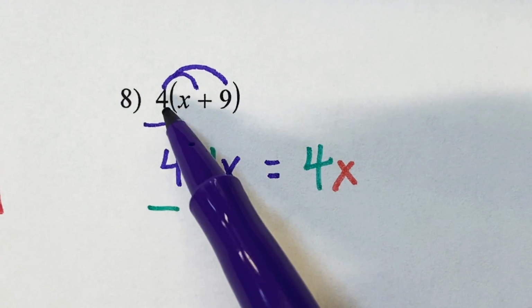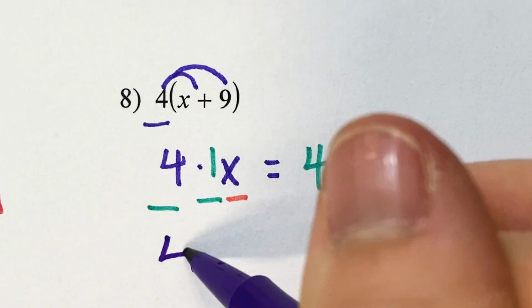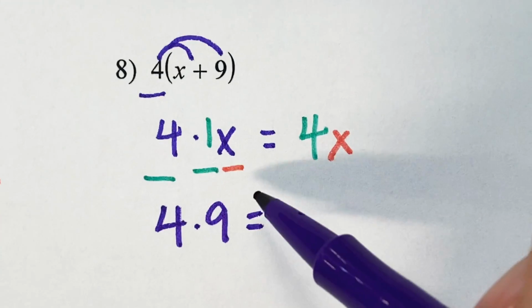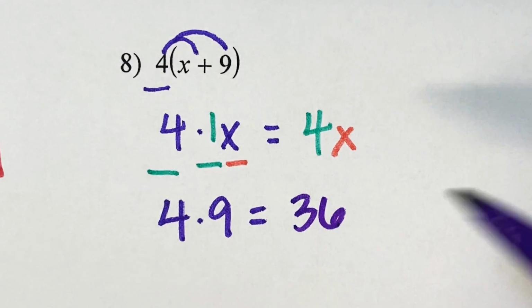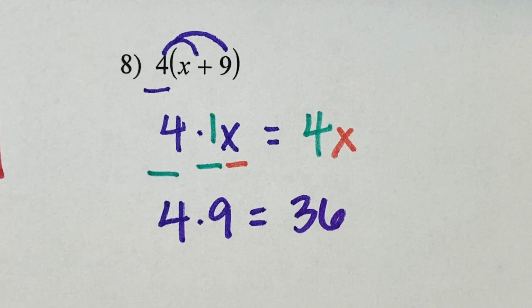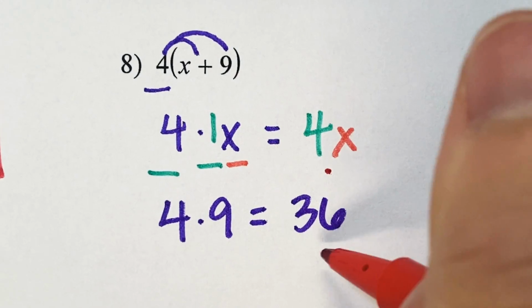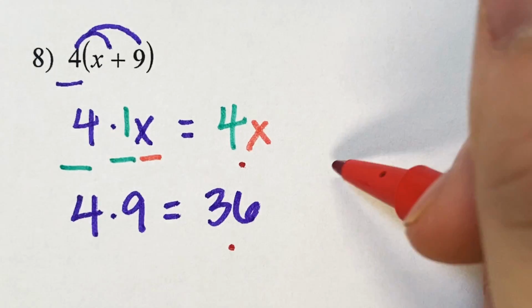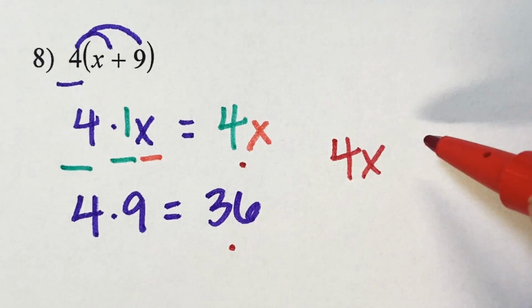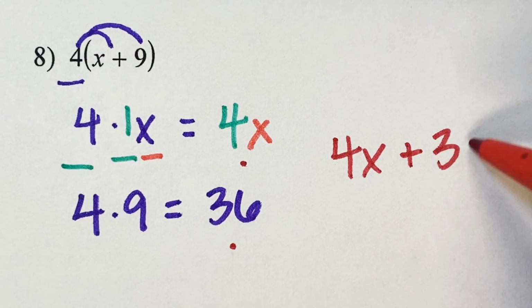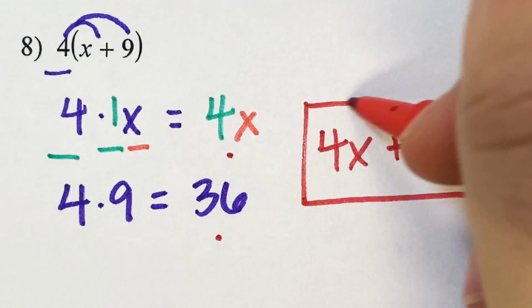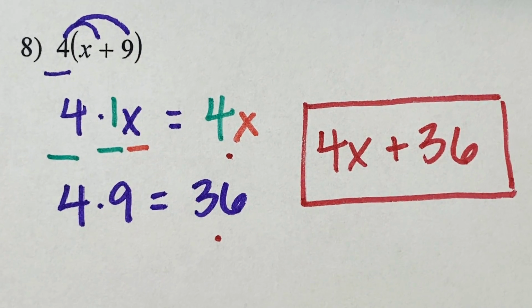Okay, now the 4 needs to be multiplied to the 9. So then 4 times 9, that is going to give me 36. Okay, so I have 4x and 36, so just write them together. So 4x with the positive 36, so plus 36, and there is our simplified expression.